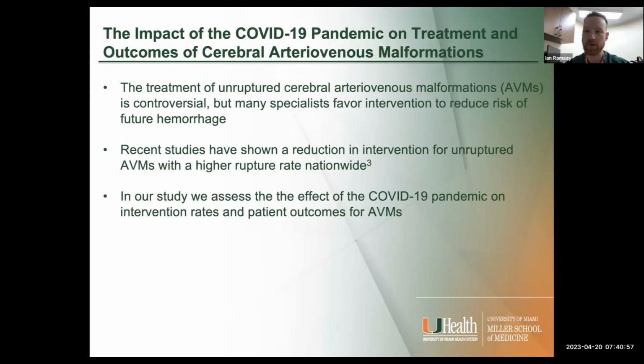So the second topic I just want to briefly go over is the impact of the COVID-19 pandemic on treatment outcomes of cerebral AVMs. And so the treatment of AVMs is a little bit controversial, but most specialists, to my understanding, prefer intervention to reduce risk of future hemorrhage. And a great paper published here by Evan and Dr. Stark and team showed that as there's been a decrease in interventions for unruptured AVMs, there's a corresponding higher rupture risk, which of course is association, not causal, but certainly interesting.